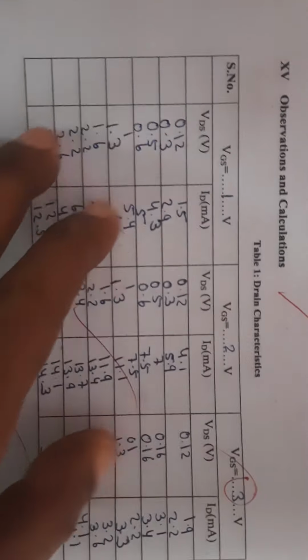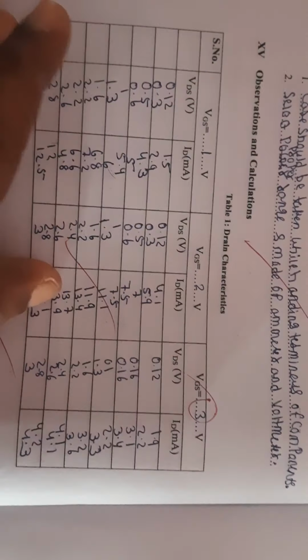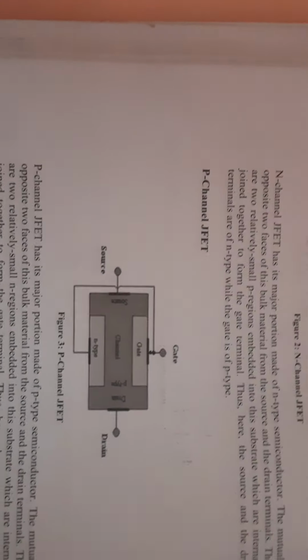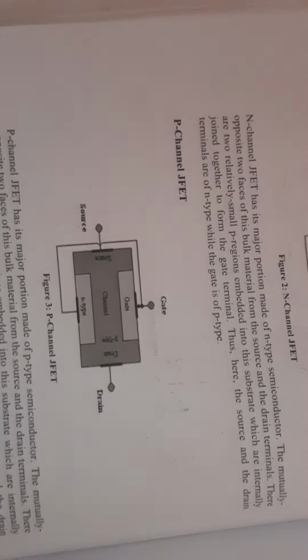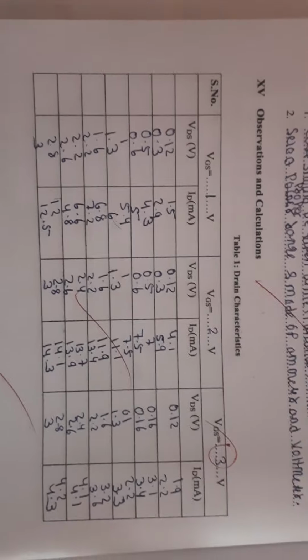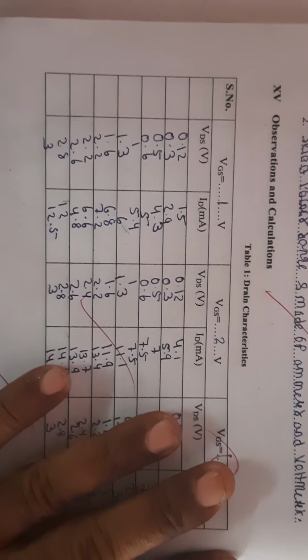So student, this is the observation and calculation table for the drain characteristic, and this is the drain characteristic graph. In this way we have to complete this experiment, the performance of the JFET. JFET means junction field effect transistor, keep in mind.